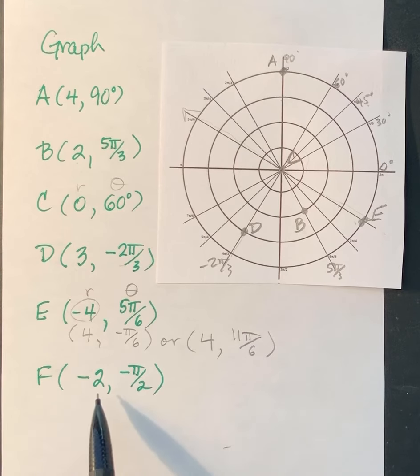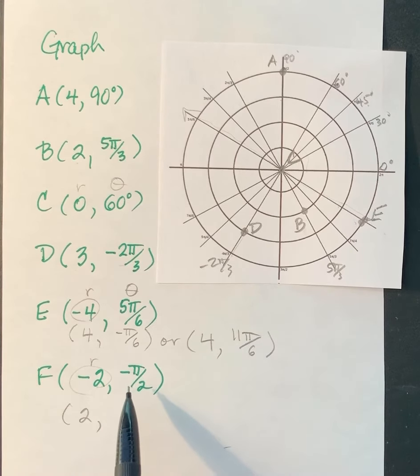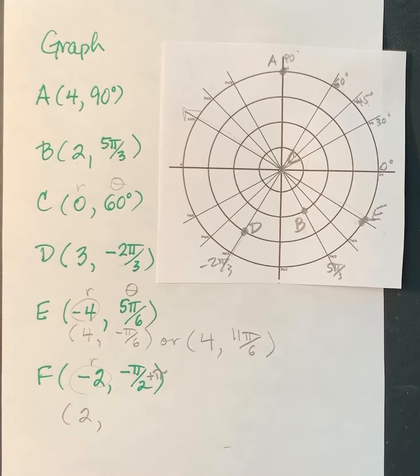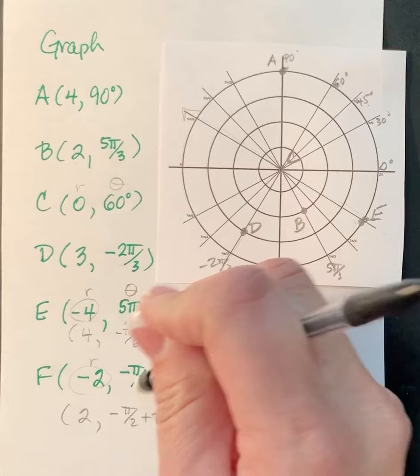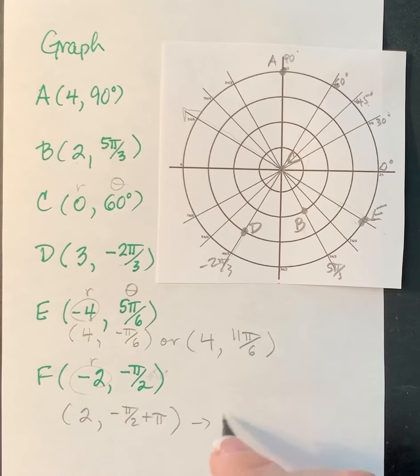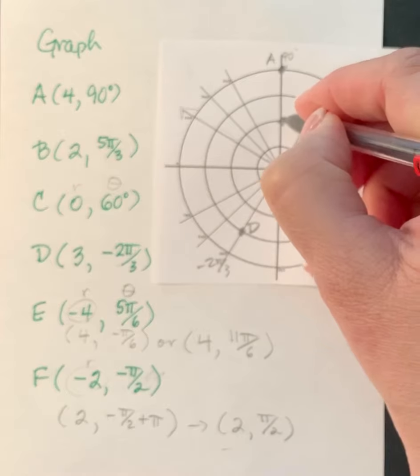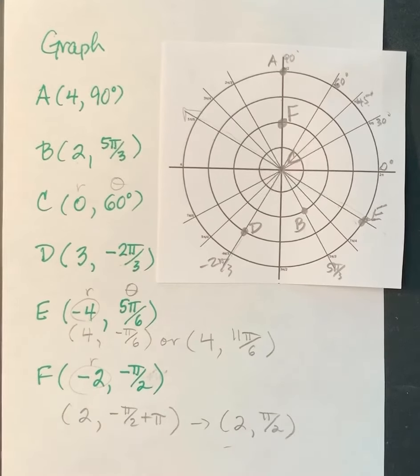Okay, here's one other one though. We've got a negative R. So maybe just right away you're like, I don't like working with that negative. I want to switch it to a positive. So then you need to move this to the exact opposite side of the circle. So you could either add pi or subtract pi. I think adding pi is a good option since it's already negative. So if I add pi to it, negative pi over 2 plus pi, that's going to give me an alternate representation. And that works out to be 2, pi over 2. So if I find the angle positive pi over 2 and go 2 units, that's where point F will be.